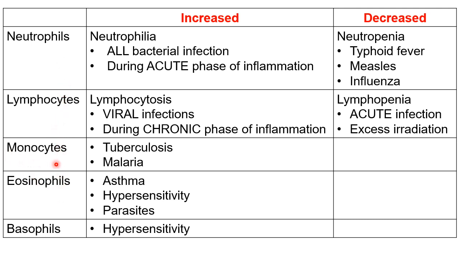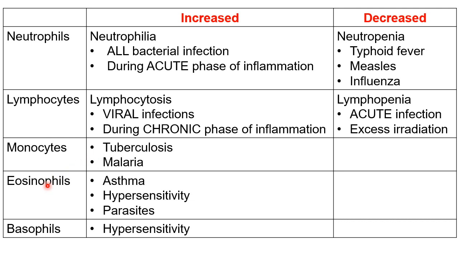Sa mga monocytes, increased levels of monocytes is associated with either tuberculosis or malaria. So, napapansin nyo, wala tayong masyadong associated condition sa mga mababang levels of your monocyte, eosinophils, and basophils. In some books kasi, pwede na 0% sila in your peripheral blood smear. Pwede natin silang i-consider as normal kahit 0 sila or absent, total absent sila sa inyong PBS.